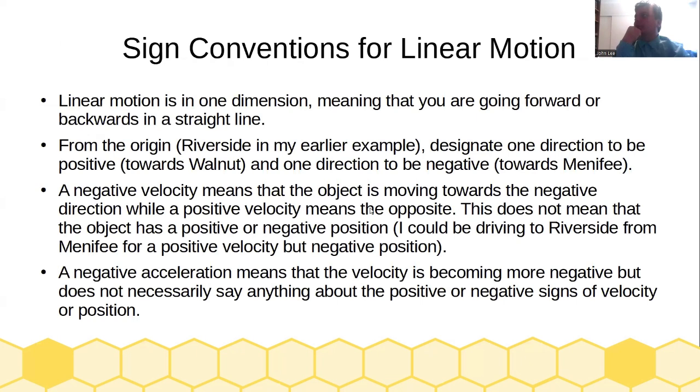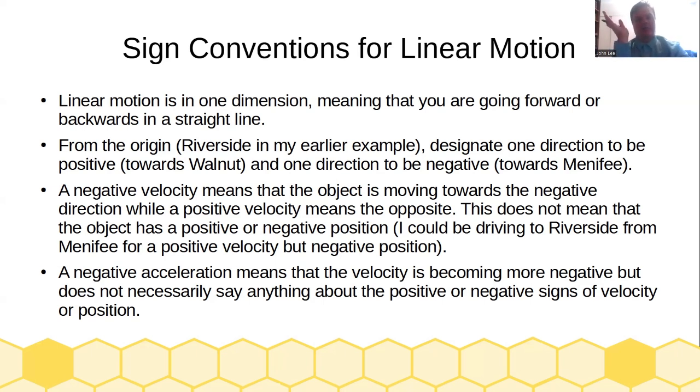With linear motion, basically the only difference that you can find in a vector is whether it has a positive or a negative value. So the sign conventions for linear motion are that linear motion is in one dimension, meaning that you are going forwards or backwards in a straight line. So from the origin, Riverside in my earlier example, designate one direction to be positive, towards Walnut, and one direction to be negative, towards Menifee. A negative velocity means the object is moving in the negative direction, while a positive velocity means the opposite.